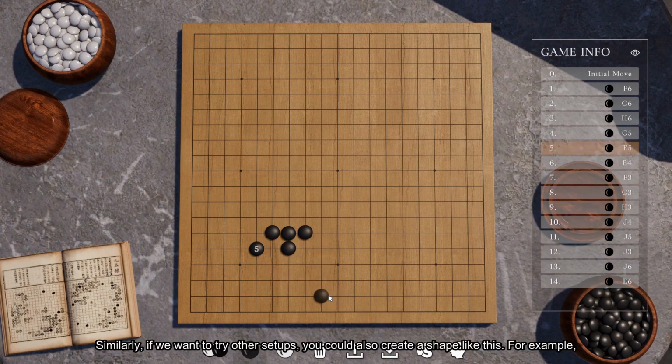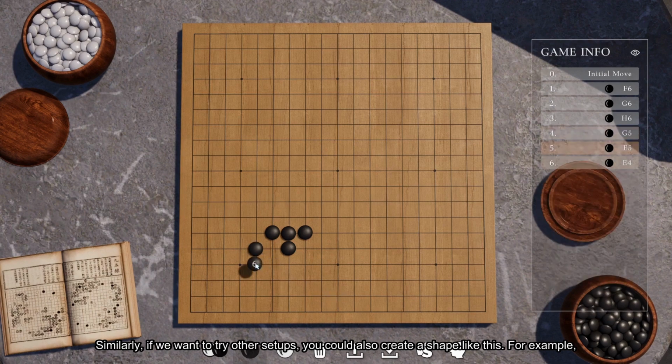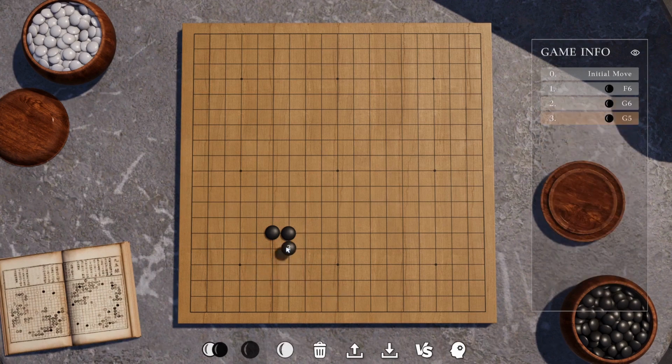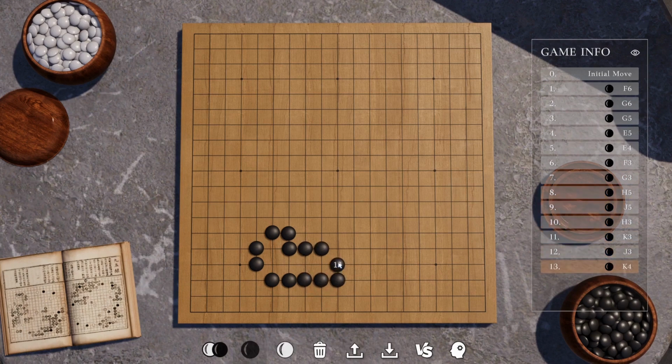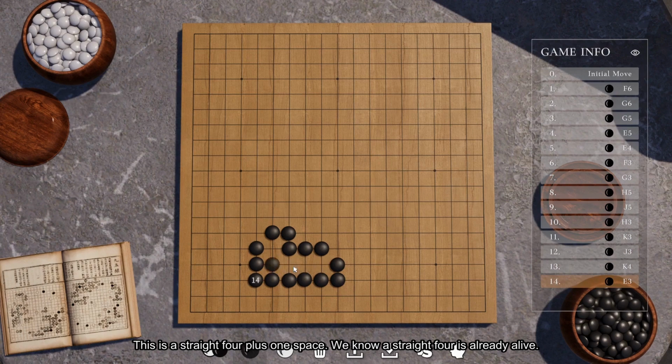Similarly, if we want to try other setups, you could also create a shape like this. For example, a straight 4 with 1 extra space. This is a straight 4 plus 1 space. We know a straight 4 is already alive. So with an extra space added to a straight 4, it is definitely alive. Therefore, when we talk about 5-space life and death, we only emphasize these two specific shapes, the bulky 5 and the crossed 5.